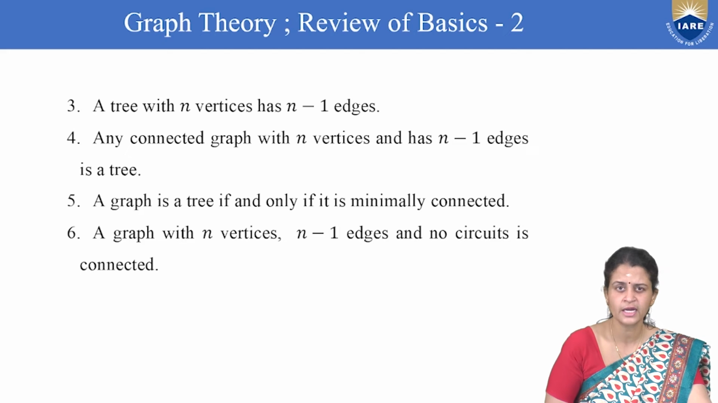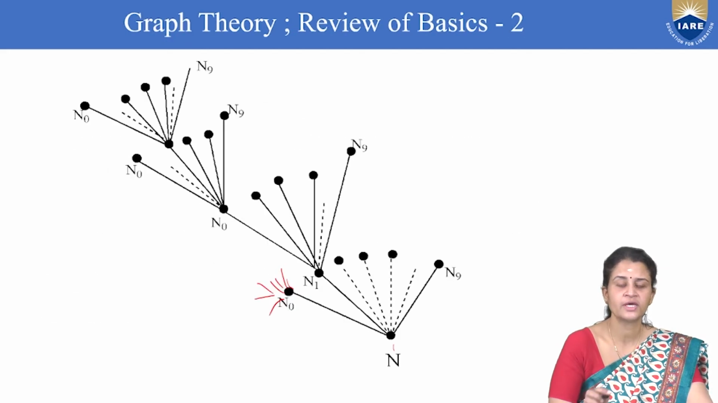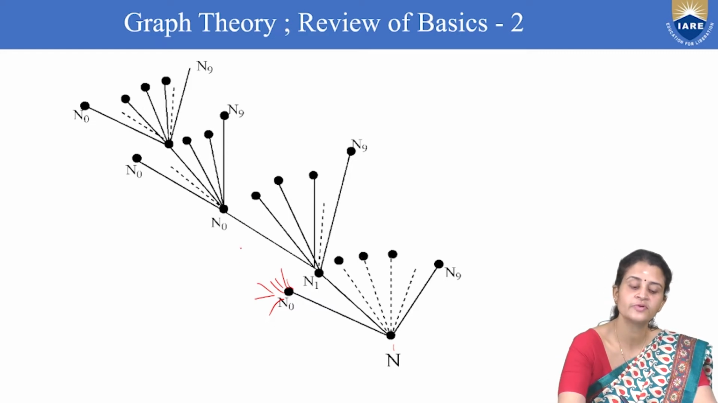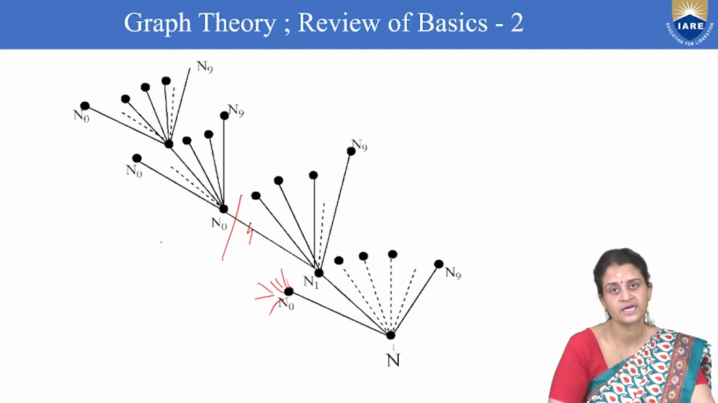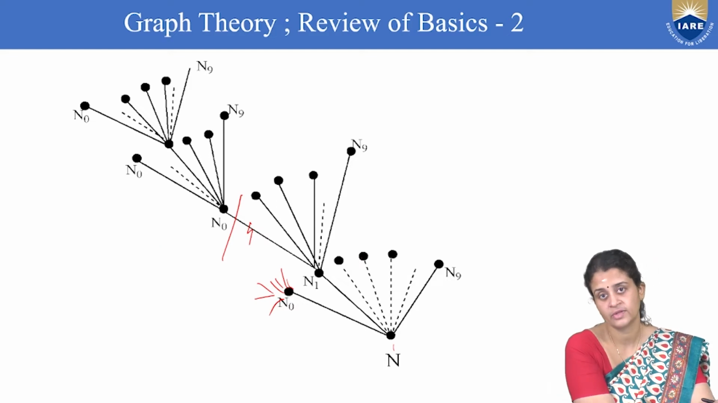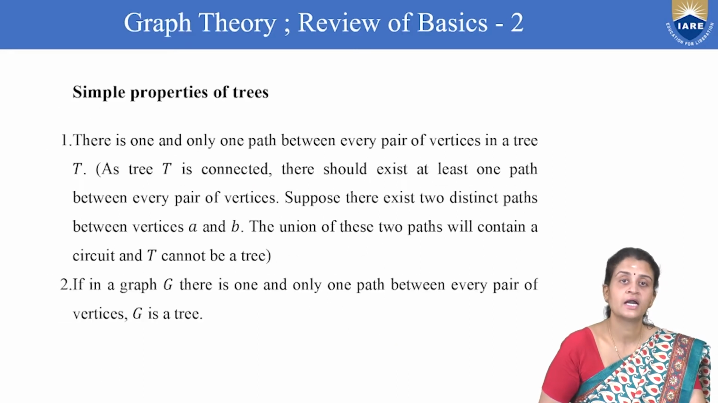What is this minimally connected? Even if we remove one edge from that tree, it will be disconnected. Suppose I remove this edge from this tree, what will happen? This portion, this part emerging out of this, will be disconnected from the entire graph. That is, a tree is a minimally connected graph.